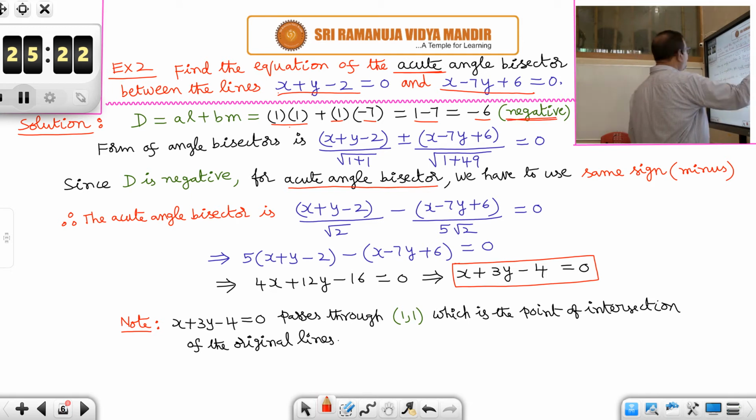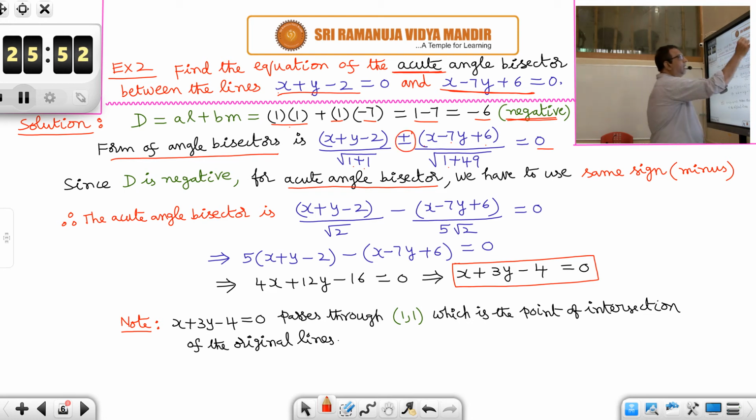So, what is the form of the angular bisectors in this case? Both lines on the same side of the equation, only 0 on the right side. So, first line (x + y - 2) divided by root of a square plus b square, root of 1 square plus 1 square. Okay. Plus or minus, second line (x - 7y + 6) by root of 1 square plus 7 square, 1 plus 49. In this form, which sign is to be taken here? Plus sign or minus sign?